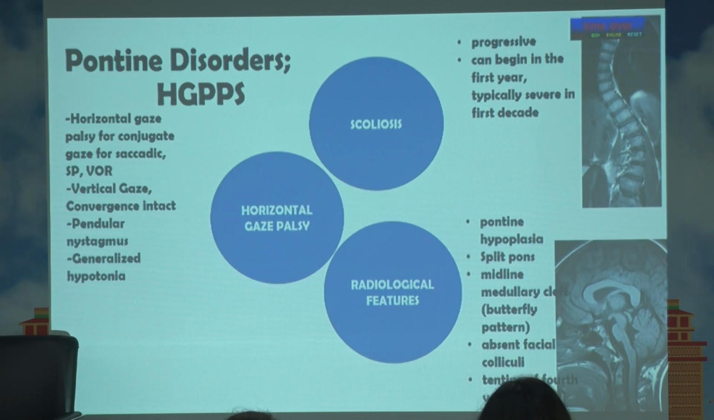AGPPS, very brief, as some cases you will miss them if you're not careful. So the three components: horizontal gaze palsy, scoliosis, and MRI findings, which show pontine hypoplasia, split pons, butterfly medulla, and absent facial colliculi. These are all features of brainstem hypoplasia. Of course, scoliosis and this part I am not going into in detail because we are short of time.